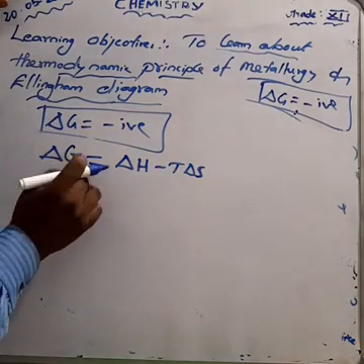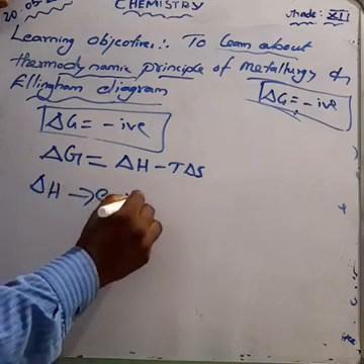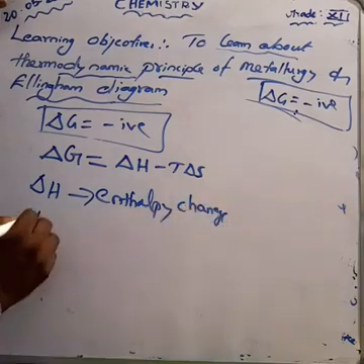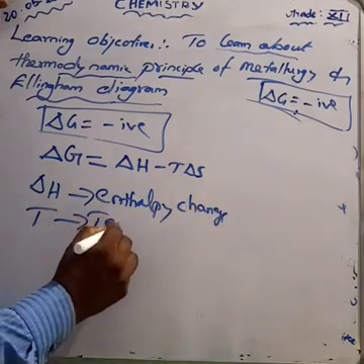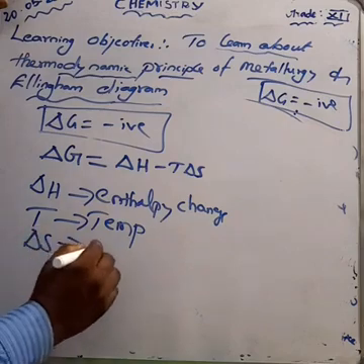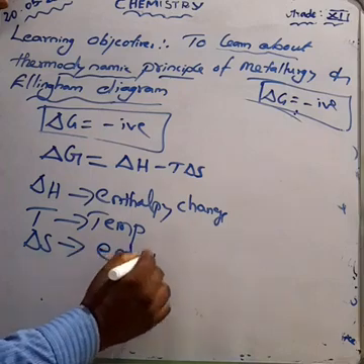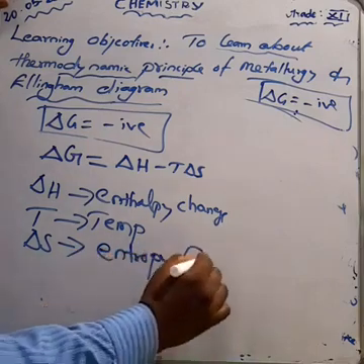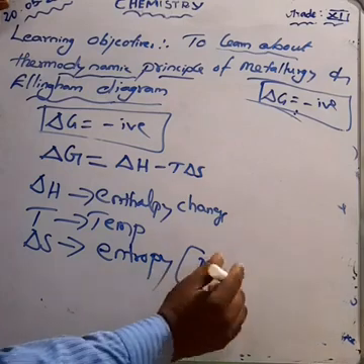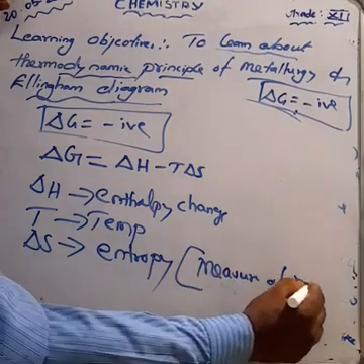Delta H is about the enthalpy change. What is about the temperature? Temperature means T. We are giving the temperature T in Kelvin. And about the delta S, that is entropy. What is entropy? Entropy is a measure of randomness or disorder.